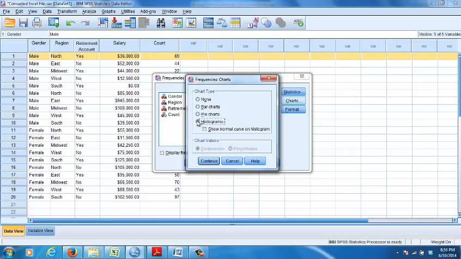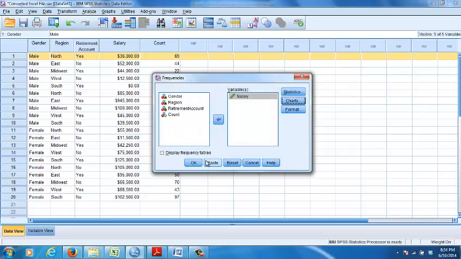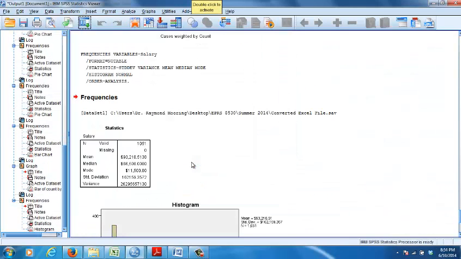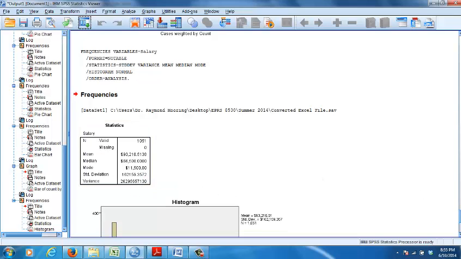And if I thought that this was normal data, I actually could put the normal curve on top of the histogram. If your data is normal, this is a visual way to look to see if your data is normal. If your data is normal, it should pretty much flesh out to the picture you see for the histogram. So I'll put it on there and just see how close we come. Continue. I don't want to display frequency tables, and click OK. What you notice is that it again gives you the output for your mean, your median, your mode, your standard deviation, and your variance. And here's the histogram.